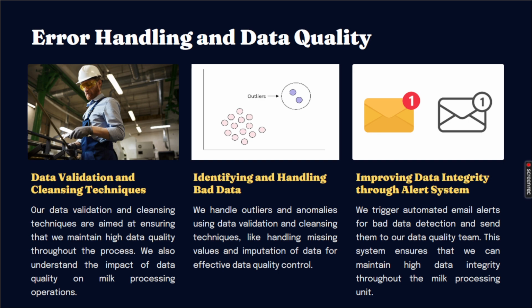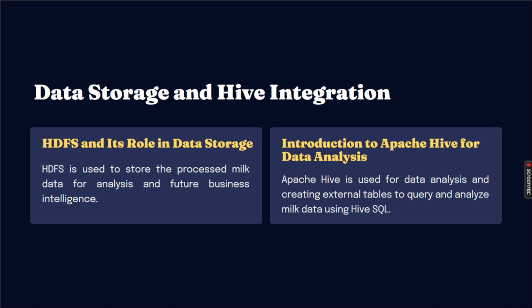Initially, during the data transformation, data validation and cleansing techniques are used, and if any bad data is created, then this bad data is stored in a different table. When this bad data table is created, the alert system will start, and it will send a mail to the appropriate person.